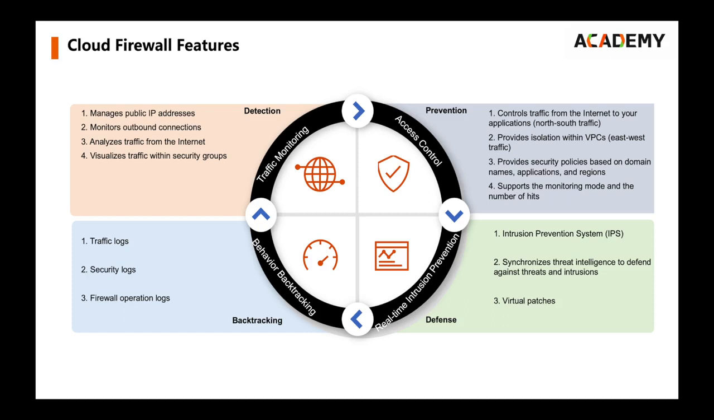Backtracking, so there's traffic logs, security logs, and also firewall operation logs available. So you can see what actions have been taken both to configure Cloud Firewall itself and what traffic has flowed to and from various network interfaces that are controlled by Cloud Firewall. And then under detection, you can easily manage all of your public IP addresses within a given Alibaba Cloud region, monitor all your outbound connections, and analyze and visualize traffic from the internet and traffic between different security groups. In the next section, we'll take a look at application and data security.